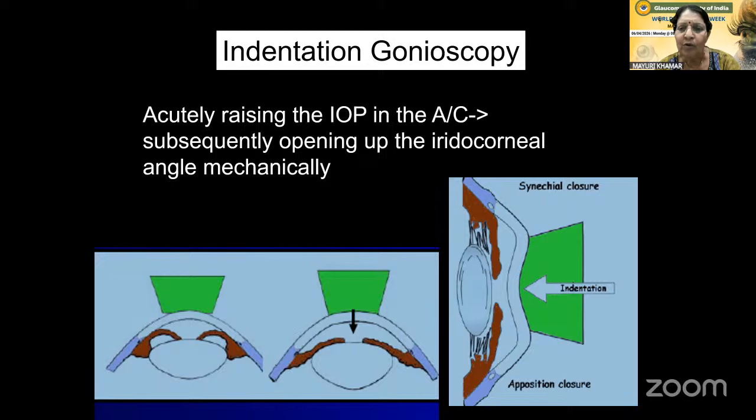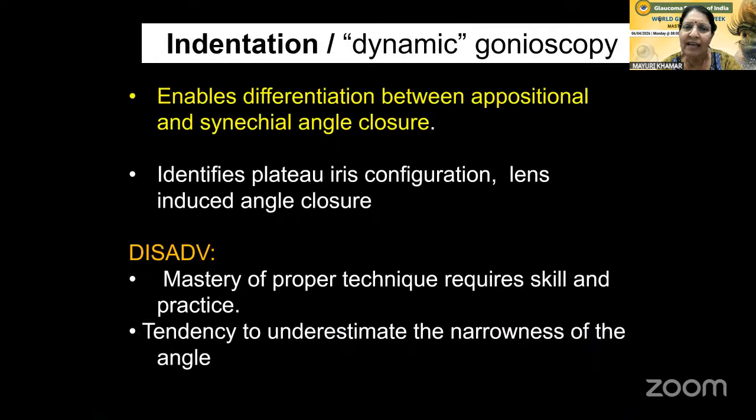an almost flat base of the cup. And when you indent in the center of the cornea, it actually raises the intraocular pressure in the anterior chamber, pushing the aqueous into the periphery, and subsequently opening up the iridocorneal angle mechanically if it is appositional closure, and no opening if it is synechial closure.